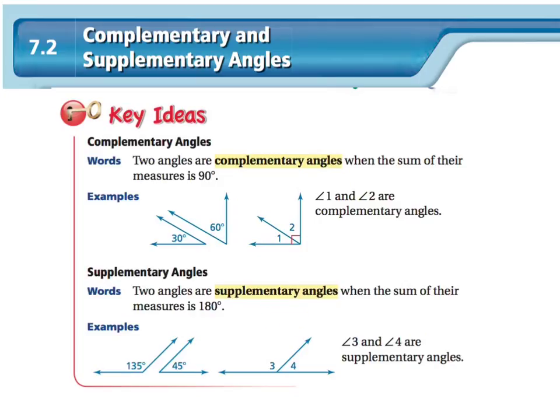Supplementary angles would be two angles whose angle measures have a sum of 180 degrees. Now you should already note that 180 degrees is a straight line. Two angles that would make up that straight line would be supplementary, as you can see here with angle 3 and angle 4. Angle 3 and angle 4 are supplementary. The reason is because you know they make a straight line. Right here, we know that these two angles are supplementary because they have a sum of 180 degrees.